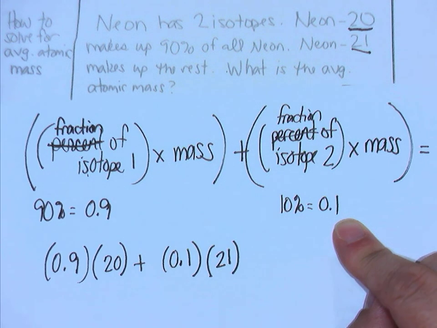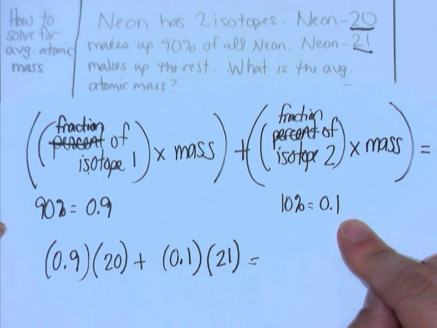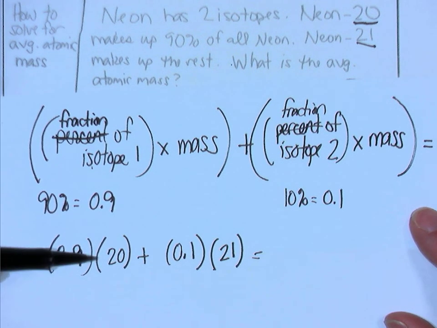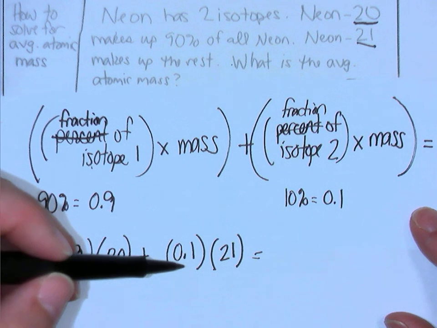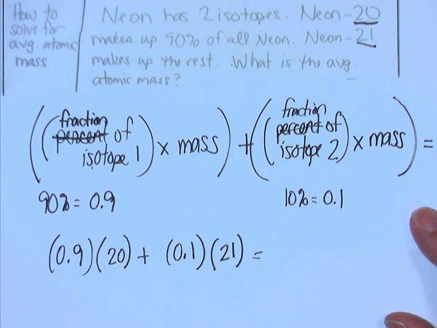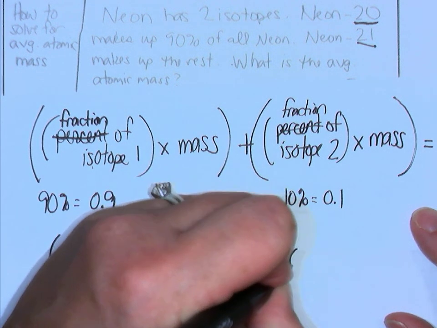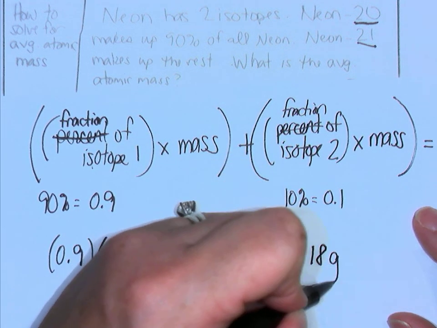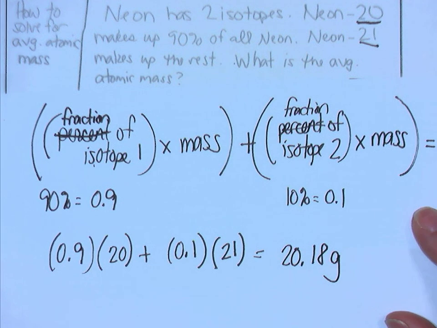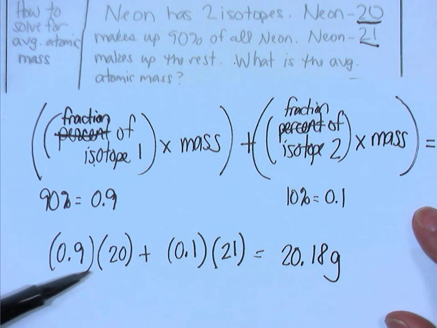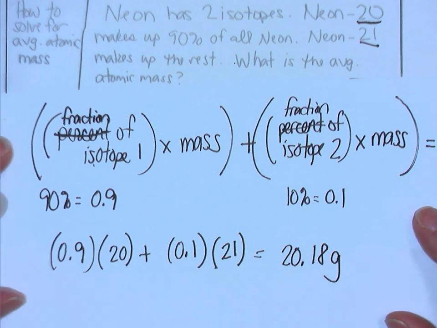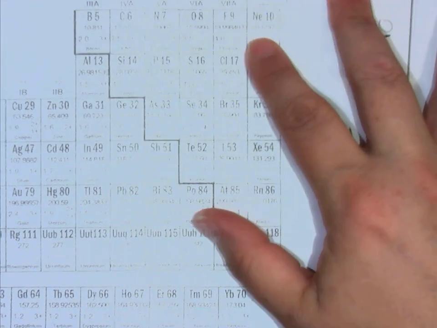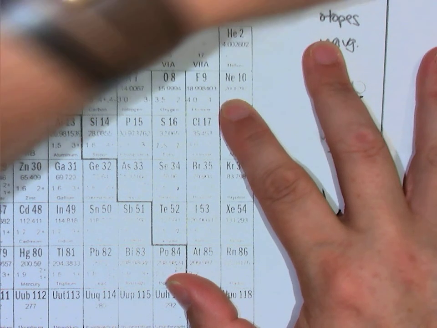Okay, so if you calculate the weighted average, 0.9 times 20 plus 0.1 times 21, and when you put that into your calculator, you get 20.18 if you round it. And masses are measured in grams, right? So you can always check your work. This is the cool part about this. You can always check your work by going back to the periodic table and looking under neon and saying, okay, well, did I do it right or not?